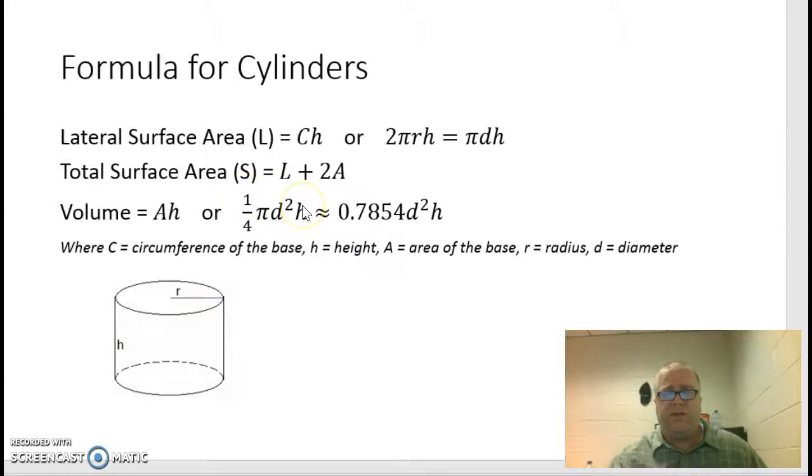And remember, the two bases are both identical, so we can just write that as 2 times the area of the bases. And then we can look at the volume, which is the area of the base times the height of the cylinder. We can also come up with an approximation, which is 0.7854 times the diameter squared times the height. Or we can do it in terms of the diameter, which is 1/4 pi times the diameter squared times the height. And you can see that the big C is the circumference of the base, h is the height or the altitude you'll commonly see, the big A is the area of the base, the little r is the radius, and little d is the diameter.